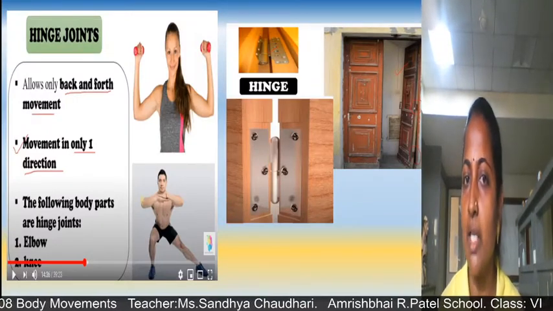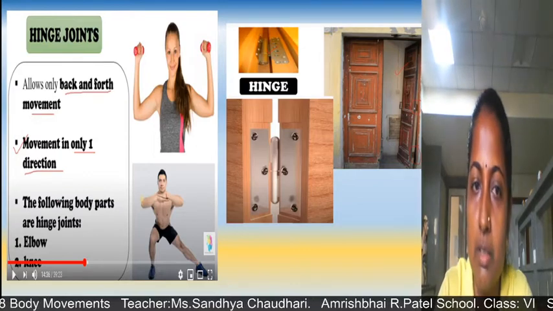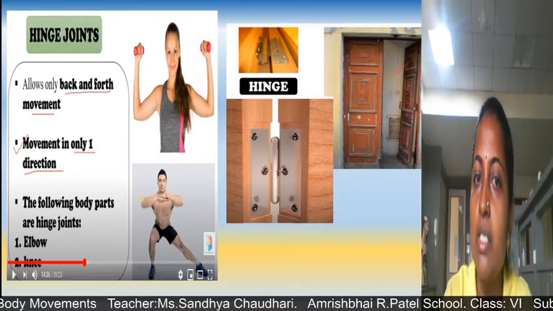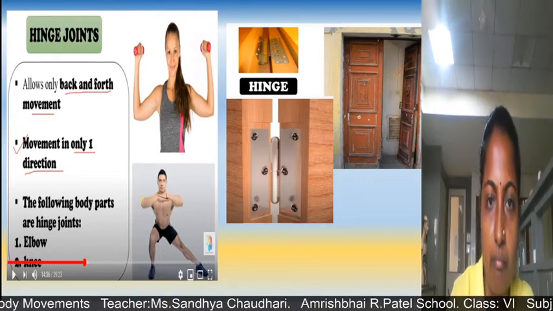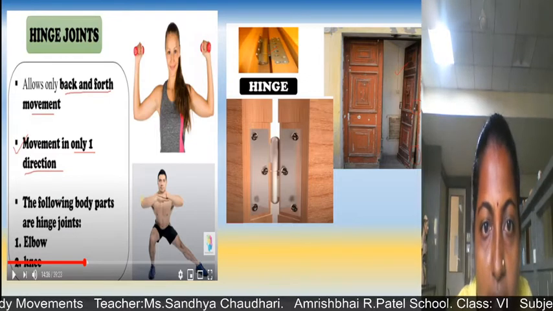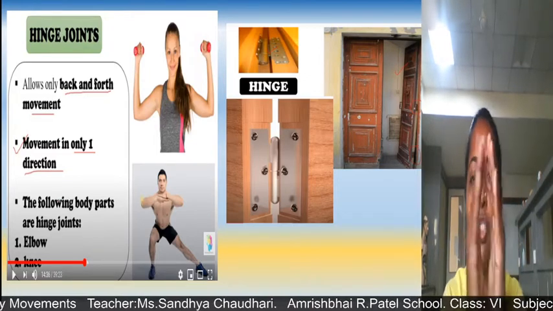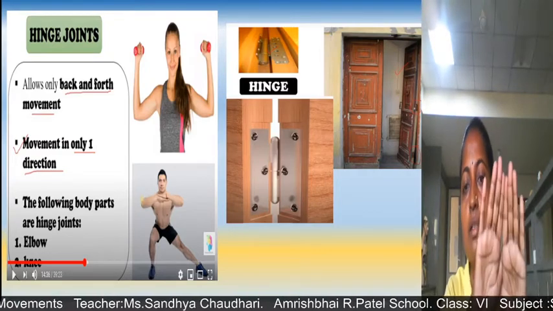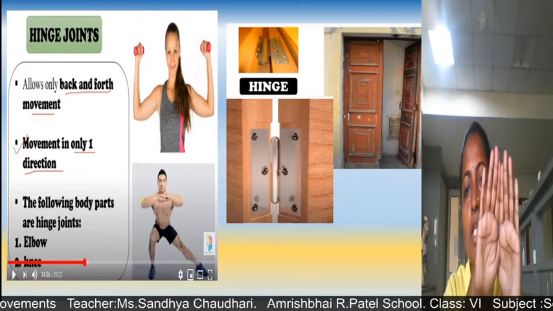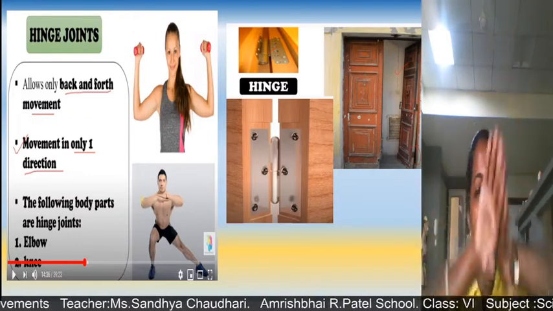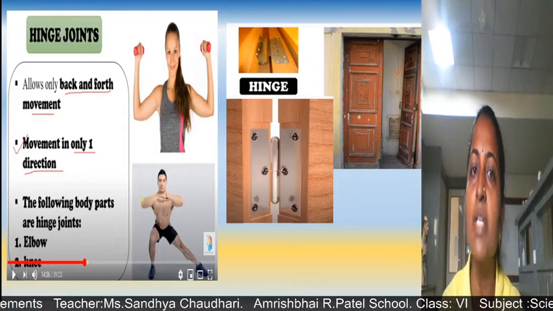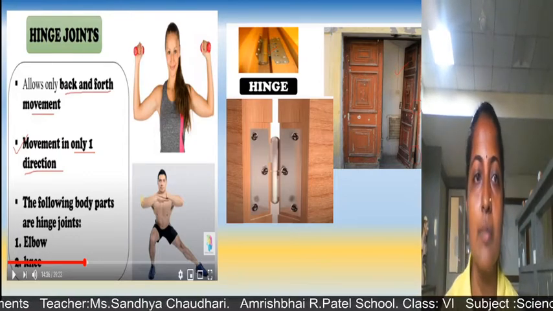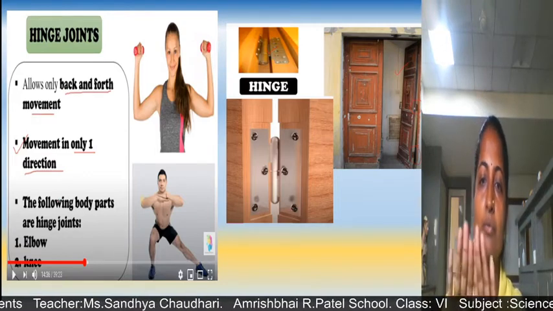Now you may be thinking why the teacher has shown this door picture, because here you can see a hinge is there, it is called a hinge. To that hinge we are attaching the door, and that door is opening and closing. But children, it can open one way only. If we want to move that door backwards, we cannot do that. That is the limitation, just like a ball and socket joint can rotate 360. So it allows only back and forth movement.